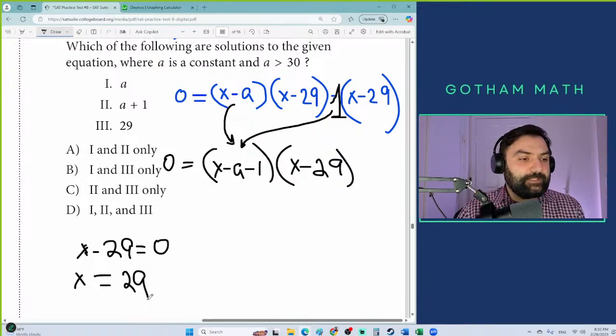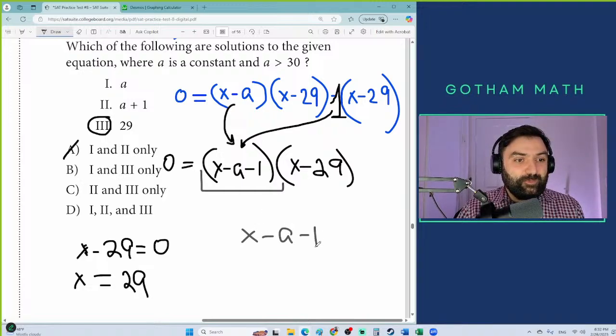So that's a guarantee, right? That we're going to have 3. But as we see, 3 only eliminates a. So now we have to choose. So now we have to deal with that first parentheses equaling 0. Let's see what we can do there. x minus a minus 1 equals 0, which means that x minus a equals 1.